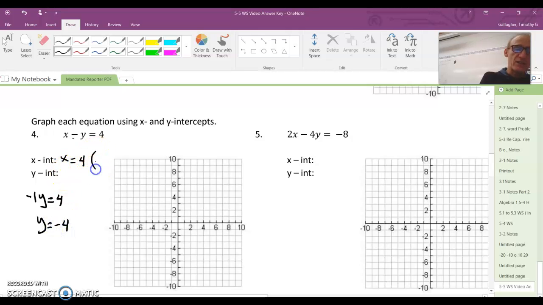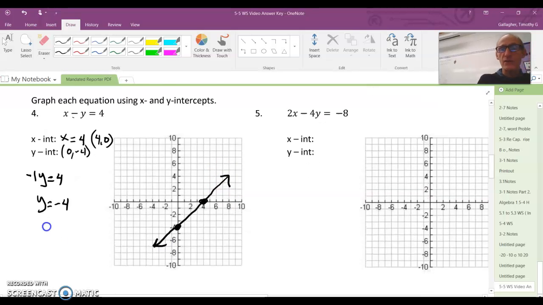Okay, so the x-intercept is 4, 0, and the y-intercept is 0, negative 4. All right, we can kind of use the cover-up method for that. Okay, so the x is 4, and the y is negative 4, and I draw the line like that.